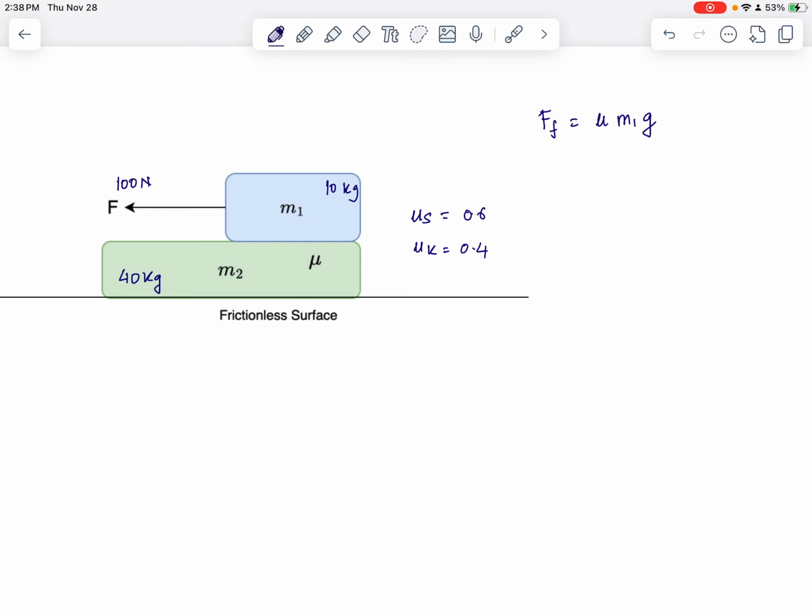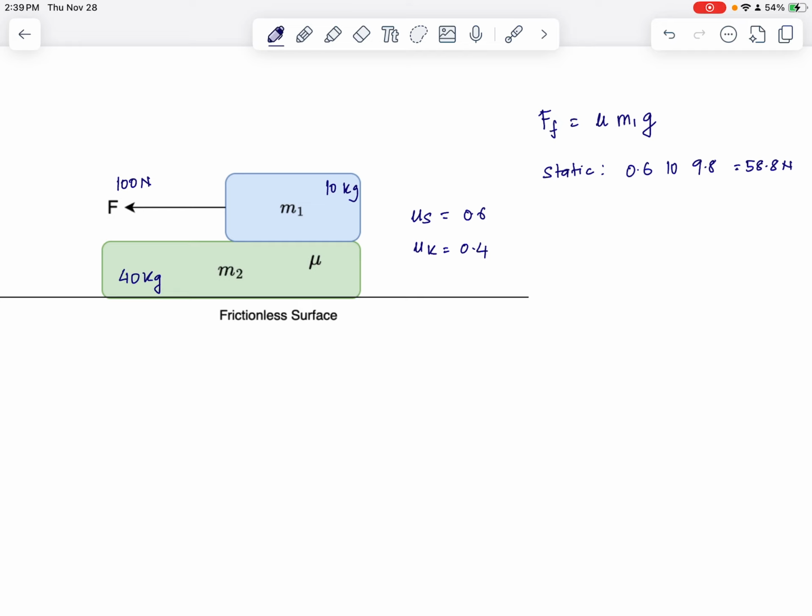And if you look at the static friction force, it is nothing but 0.6 times 10 times 9.8. That roughly equals 58.8 newtons, and therefore, we can conclude that the top block actually slides on the bottom.